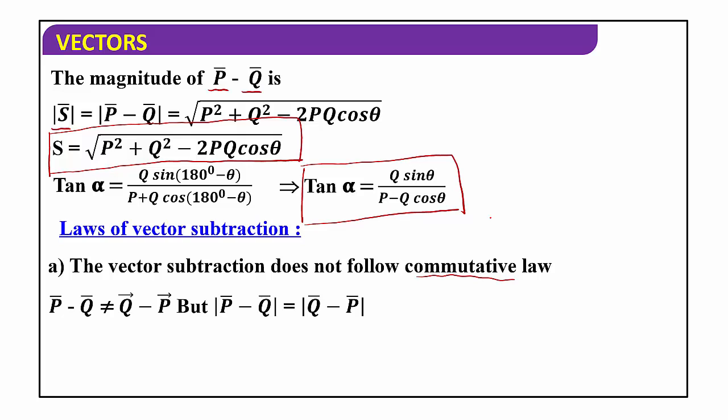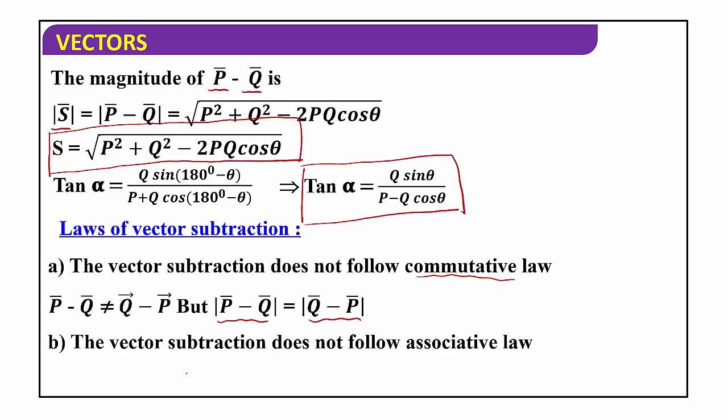But when you consider mod of P minus Q equal to mod of Q minus P, because mod gives only magnitude, we will get the same answer in both cases. Which means that will follow the commutative law. When it comes to direction, it will not hold good. So vector subtraction does not follow the commutative law.